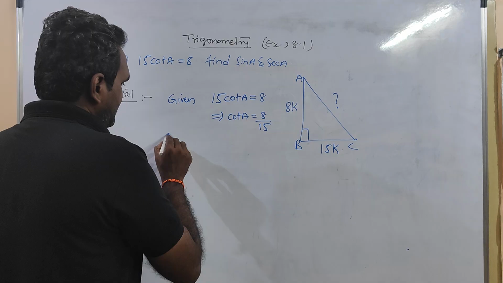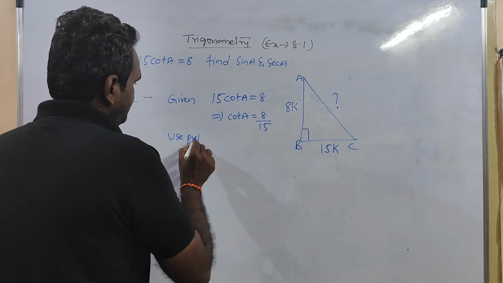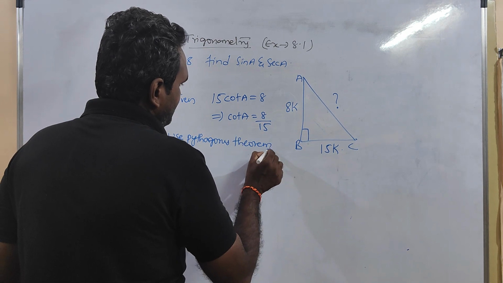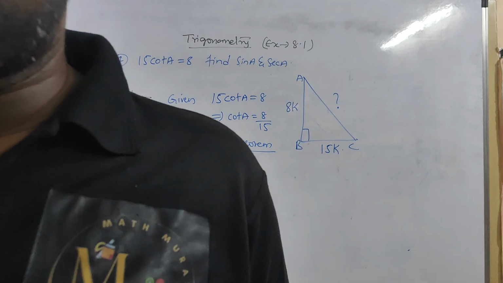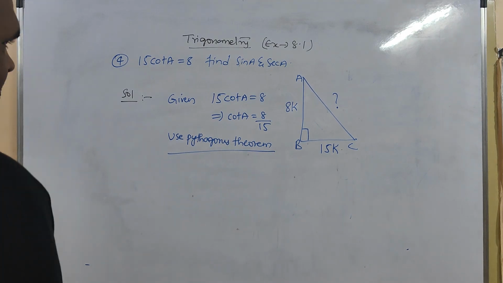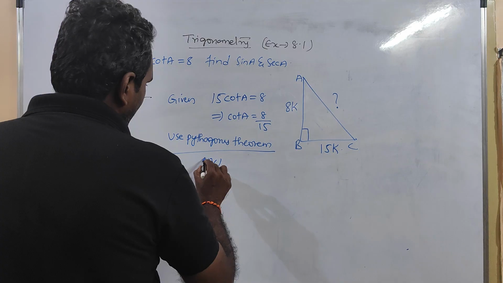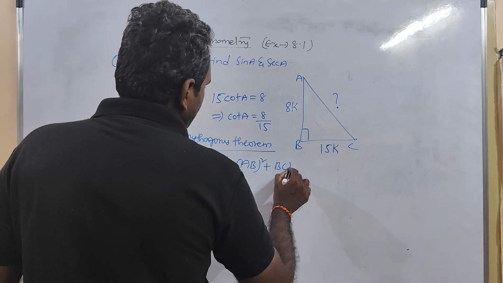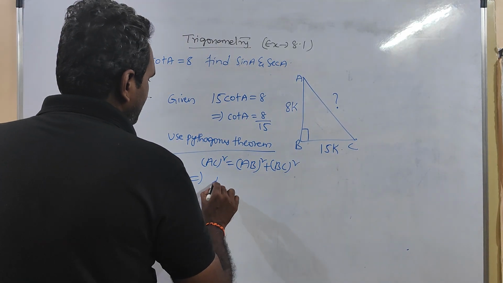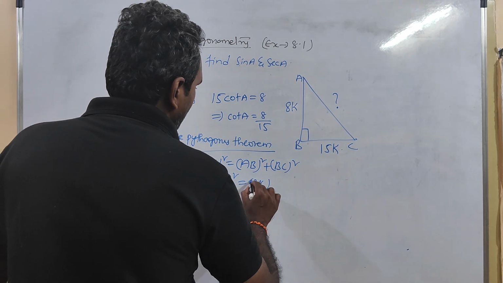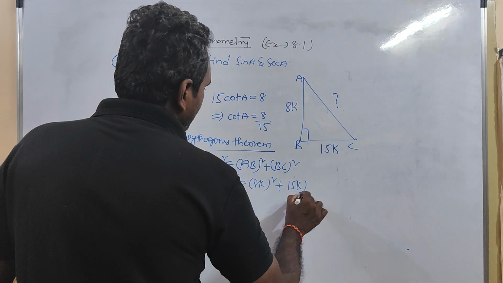How will you find it? Use Pythagoras theorem. The reason for using Pythagoras theorem is, if you have only two side lengths, for finding the third side length you have to use Pythagoras theorem only. So what will I get? AC square is equal to AB square plus BC square. This implies AC square is equal to, my AB is how much? 8K whole square plus 15K whole square.